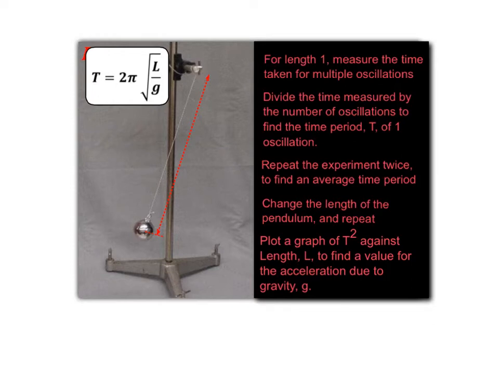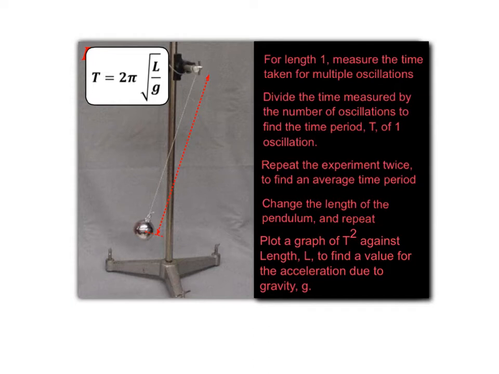If we plot a graph then of T squared, our dependent variable, on our y-axis, and L, our independent variable, on our x-axis, we'll end up with a straight line graph with a gradient of 4 pi squared over g. And what we can do from that is find a value for gravity. Take our gradient and find a value for the Earth's gravitational field.